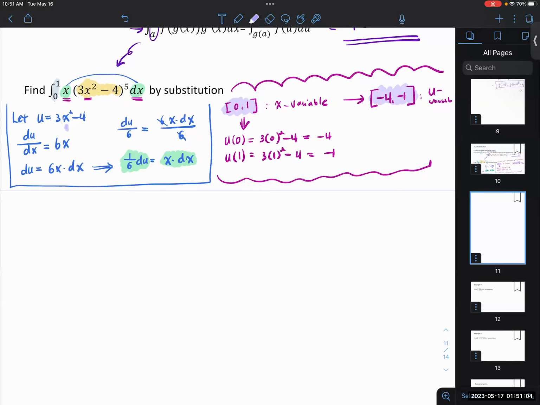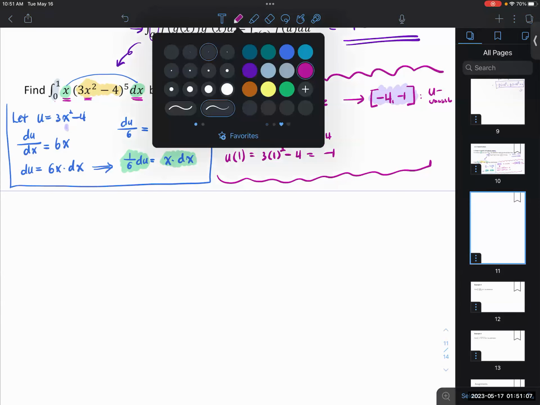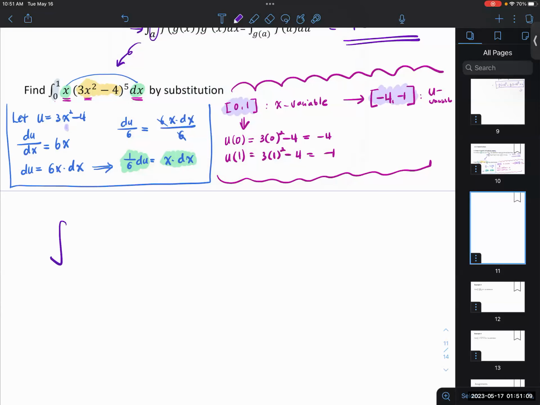So now we have all the information, correct? So let's set it up. Now 0 to 1 changes to negative 4 to negative 1 in terms of u. Let me write out the whole equation. We have the integral from 0 to 1 of x times (3x squared minus 4) to the 5th dx equal to the integral from negative 4 to negative 1 of u to the 5th, and then x times dx, we got 1 over 6 du.